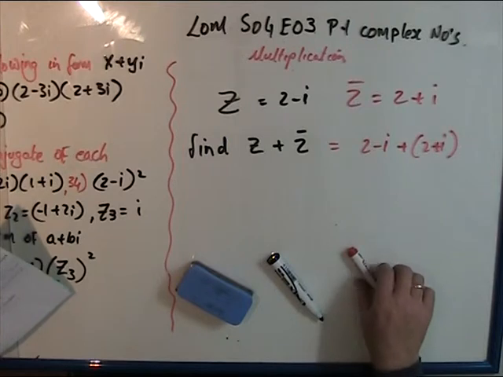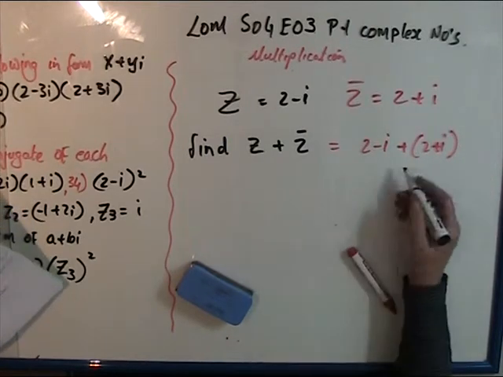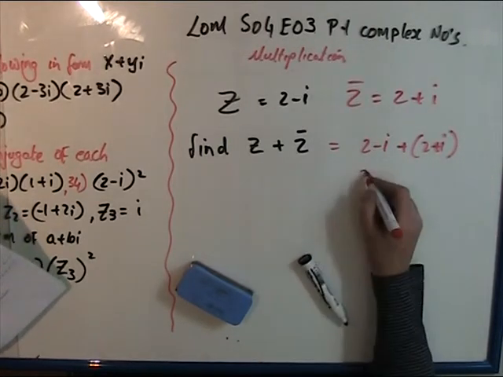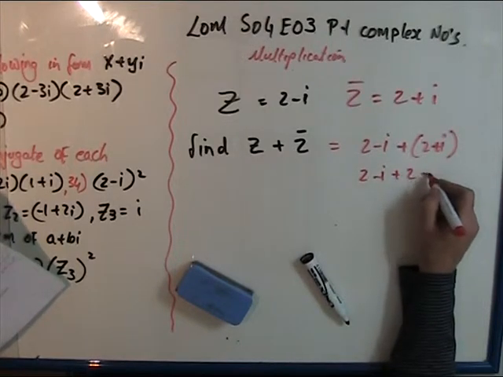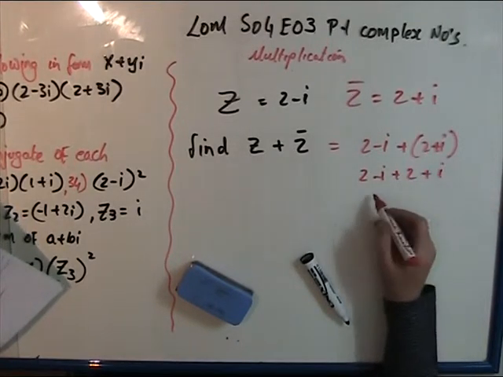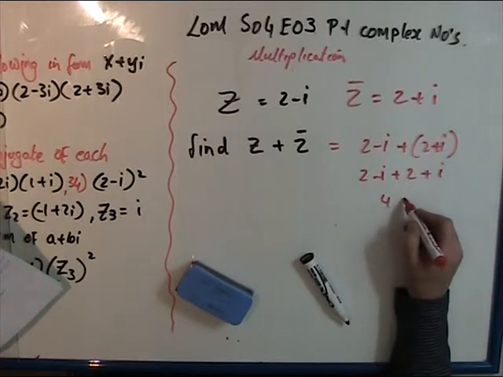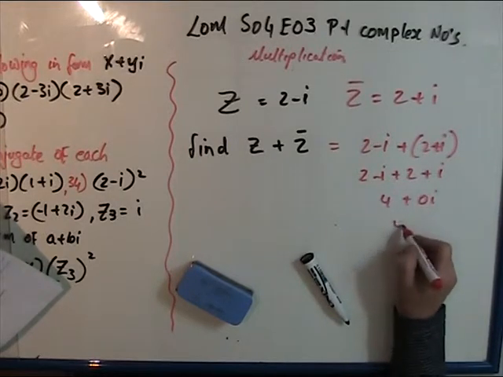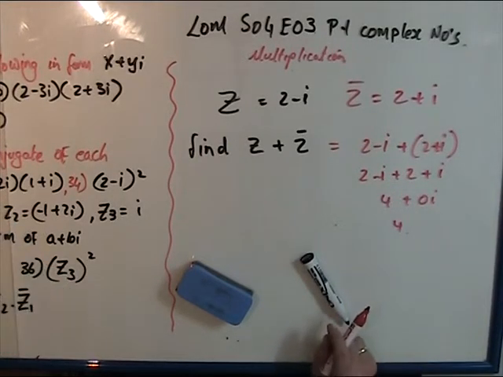And we just separate them out. So you've got 2 minus i plus 2 plus i. The minus i and plus i cancel, and the answer is 4 plus 0i, or 4. But 0 is the imaginary part, so you've only got the answer 4.